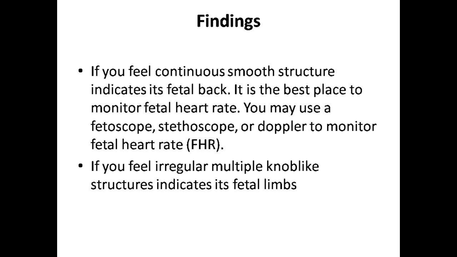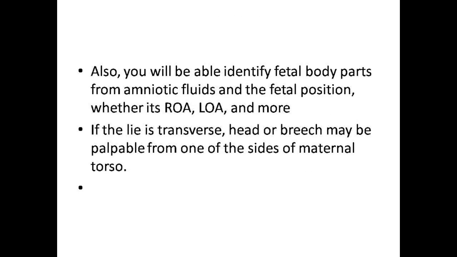If you feel irregular, multiple knob-like structures, that indicates the fetal limbs. So if you feel a continuous smooth structure, that indicates the fetal back; if you feel irregular multiple knob-like structures, that indicates the fetal limbs. We will also be able to identify the fetal position, whether it is right occipital anterior, left occipital anterior, and others. Along with the fetal back location and limb location, you can also identify the amniotic fluid and the fetal position.